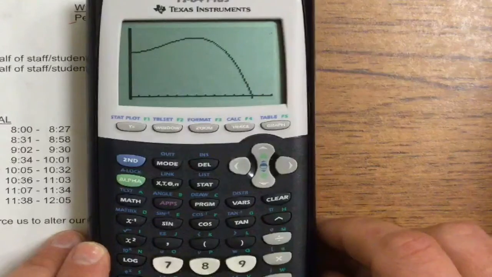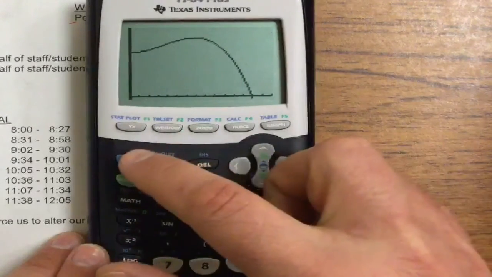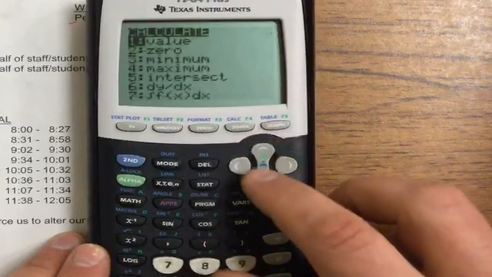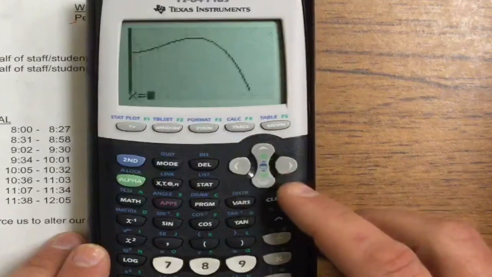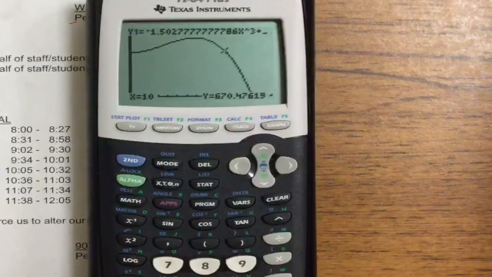Now, since we want to find the value at year 10, we can just say second trace value and enter the value of 10. And there's another way to get 670.47. That might actually be a little bit more on the precise side because we kept all of those decimals along the way instead of rounding to the nearest tenth.